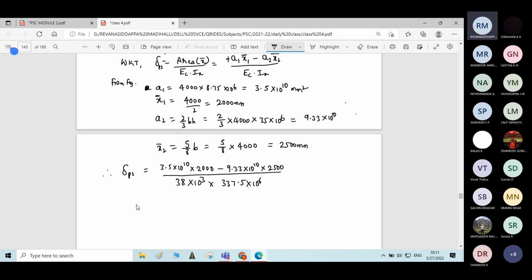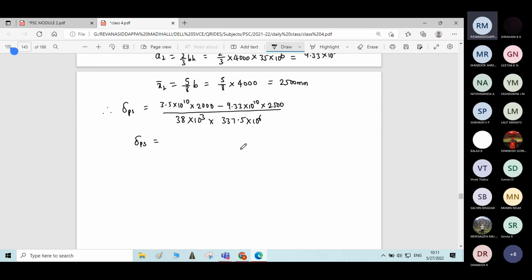By this we will get deflection due to prestress. If you calculate the answer, you will get minus 12.73 mm. Why are you getting a minus sign, students? Because it will cause the deflection in the opposite direction. That is why the sign you are getting is negative.